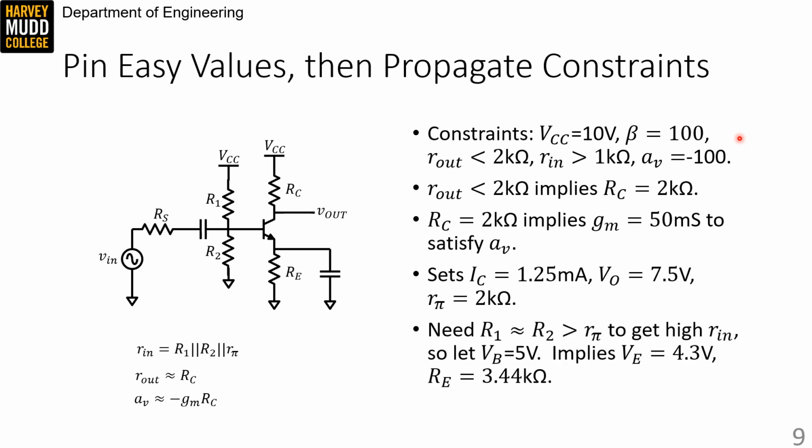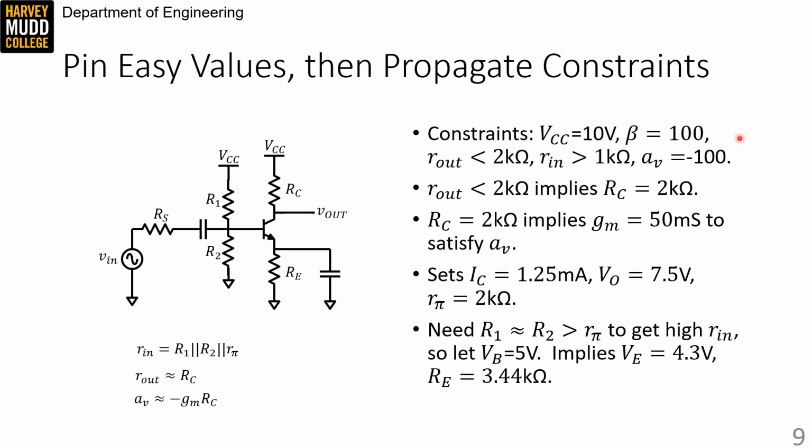We have some freedom in picking VB and VE, which makes this next step a bit fuzzy. However, we haven't yet guaranteed that our Rin is going to work right, so it makes sense to start picking values that will help us meet the Rin constraint. Because R1 and R2 are in parallel with RPi, we need them to be bigger than Rin at minimum, and possibly significantly bigger than RPi, so that the RPi value dominates our input resistance.